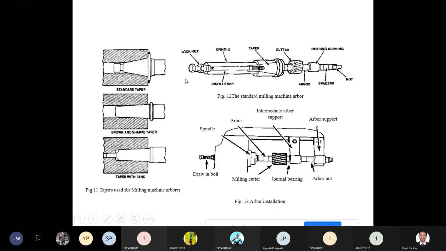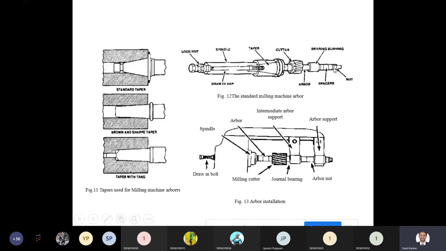thread. So that thread can be fixed into that taper Arbor, and on the other side you can fix it with a lock nut. Okay, so one side it is fitted. On the Arbor you can fix the cutter with various spacers. Here bearing bushes are there, and you can fix the other end of the Arbor with the help of a yoke. Here the yoke is there, and after the yoke you can lock it with this lock nut.